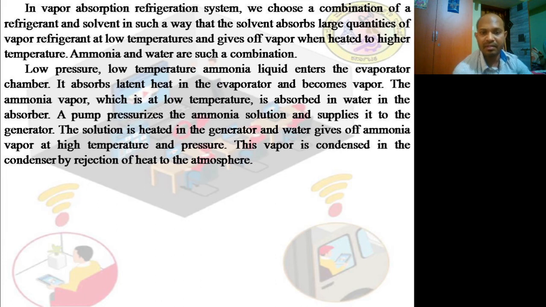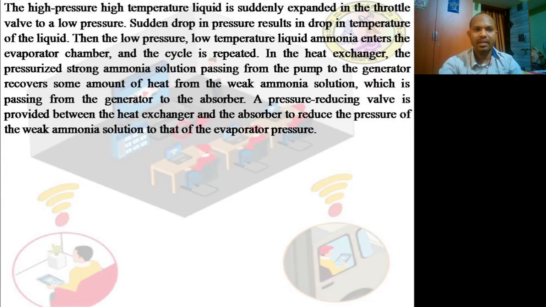The pump pressurizes the ammonia solution and supplies it into the generator. The solution is heated, and the generator is nothing but heating coils. Because of the different boiling properties, ammonia will be separated and water will be sent backside, and ammonia will be sent to the condenser. The solution is heated in the generator and gives off ammonia vapor at high temperature and pressure. This vapor is condensed in the condenser by rejecting the heat to the atmosphere. Then as usual, the high pressure, high temperature liquid is suddenly expanded in the throttle valve to a low pressure. Sudden drop in pressure results in drop in temperature of the liquid. Then the low pressure, low temperature liquid ammonia enters the evaporator chamber, and the cycle is repeated.